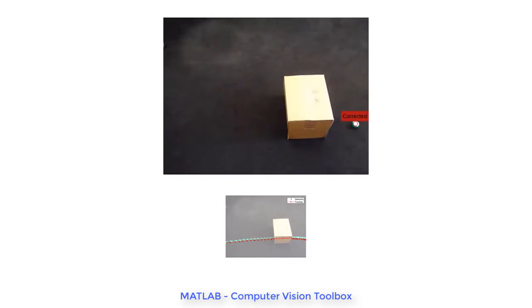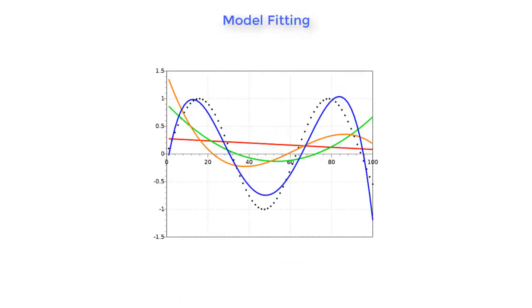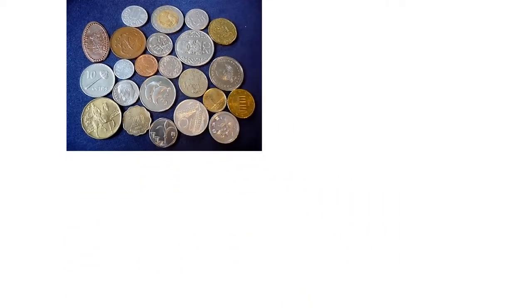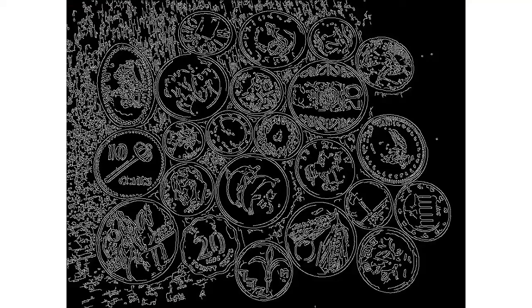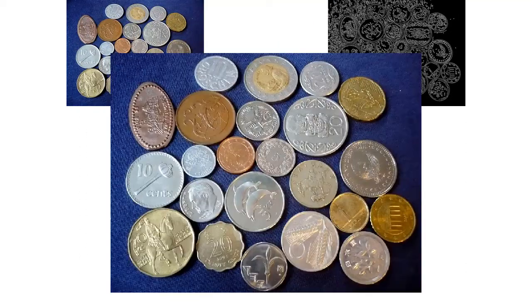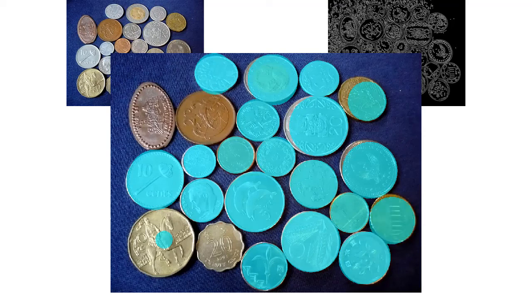Now, let us look at the model fitting concept as a mid-level computer vision task. After we extract low-level features like edges in an image, we could group the edges based on a similarity metric. Say, do they look like a circle? Model fitting is a very widely used mid-level computer vision task in many applications.